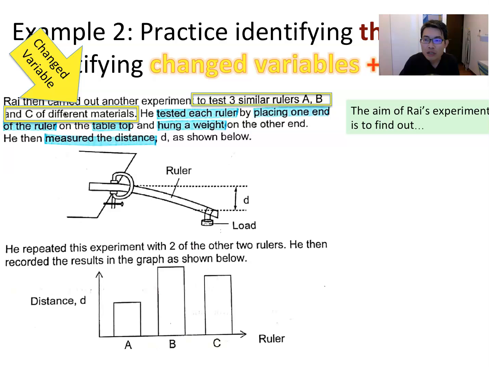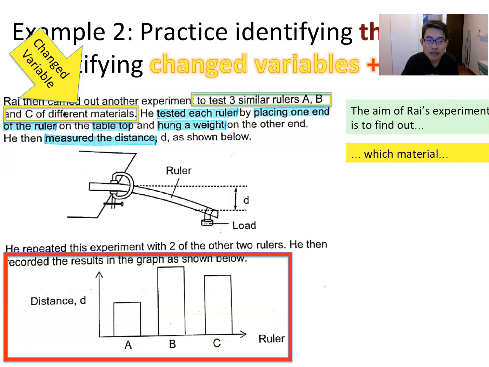So the aim of Raj's experiment is to find out which material. But that is not all that is to the aim. Which material what? Because this question is special. It didn't tell us what is the aim of the experiment. And sometimes you're asked to tell us what is the aim. So we must read on and look at the picture, look at the graph.